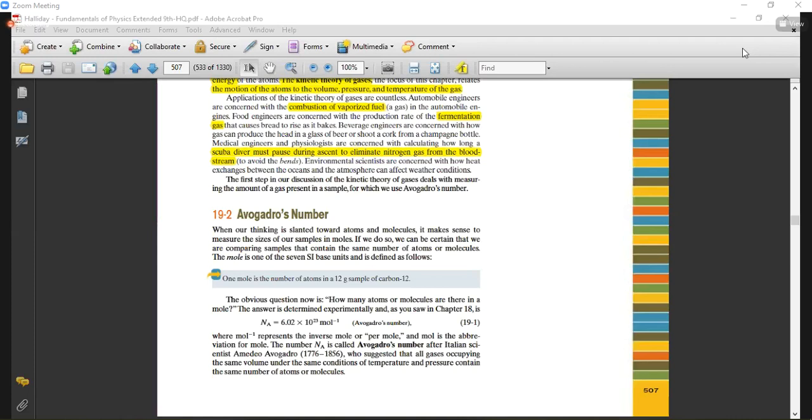In the previous chapter, we skipped an article which was not a part of your course. Okay, so the Avogadro number is basically 6.02 × 10^23 atoms per mole. ठीक है जी, where mole represents the inverse mole or per mole. ठीक है, so this N_A is basically called the Avogadro number, and it is based upon the Italian scientist Amedeo Avogadro, who suggested that all gases occupying the same volume under the same conditions of temperature and pressure contain the same number of atoms or molecules.